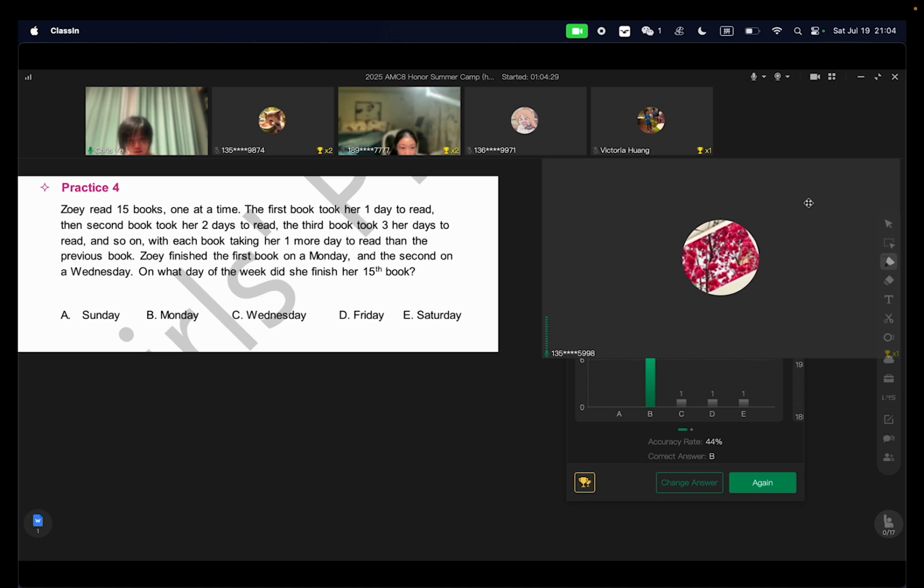So first, Zoe read her first book for 1 day, second book 2 days, and so on. The question tells us that each book takes her 1 more day to read than the previous book. It tells us she finishes the first book on Monday, the second book on Wednesday, so we can know that she finishes her third book on Saturday. Then the fourth book she will finish on Monday.